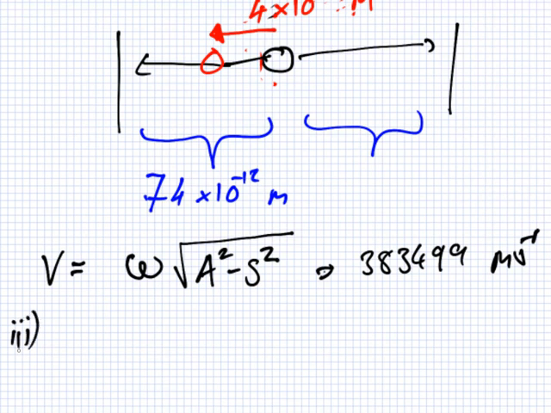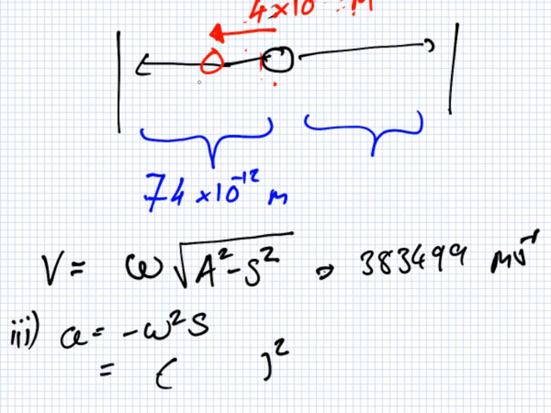Lastly, my third part of the question, what do you think I might ask you for now? Acceleration. Yes. So which formula is that? A equals negative omega squared times s. So do we know the omega? We do. Do we have this formula? The third formula. You definitely do. Omega squared times the s.